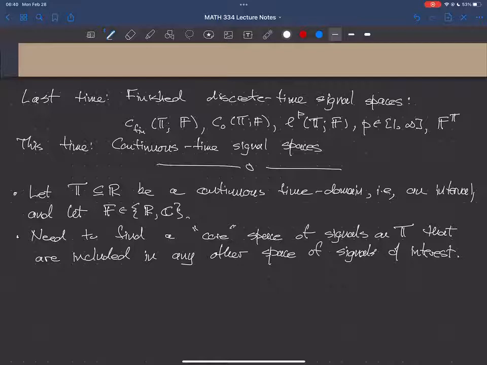Okay, so what might this core of signals be? This is the analog of this space of functions with finite support. So what properties?